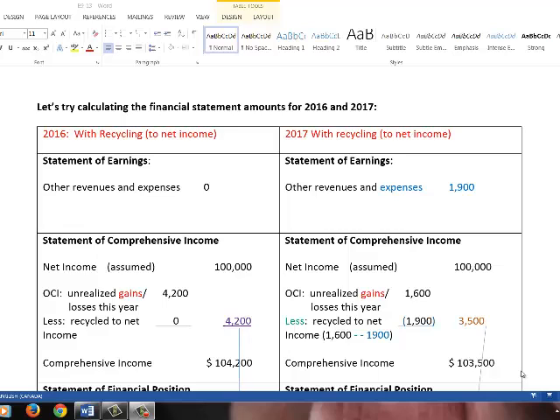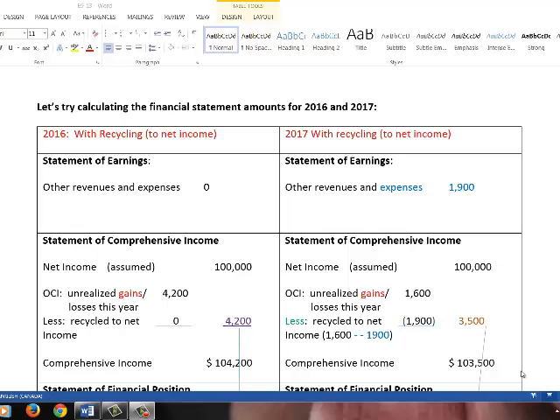What we're going to do is try calculating some of the financial statement amounts for 2016 and 17. So the first thing I'm going to do is both 2016 and 17 assuming that we used recycling, meaning that any unrealized gains or losses that accumulated on any of the fair value through OCI investments that we ultimately sold went to net income.